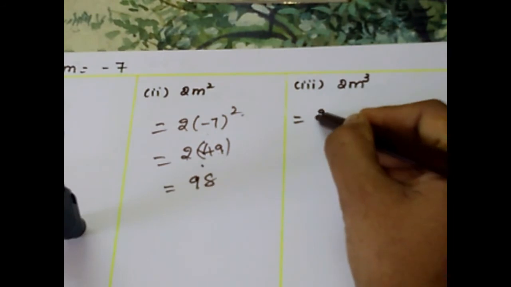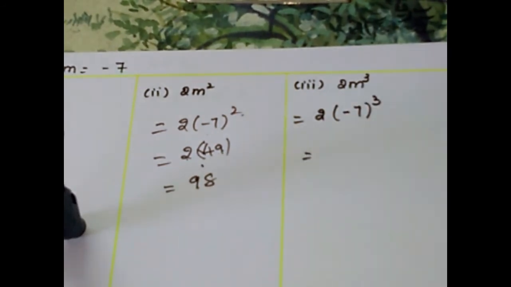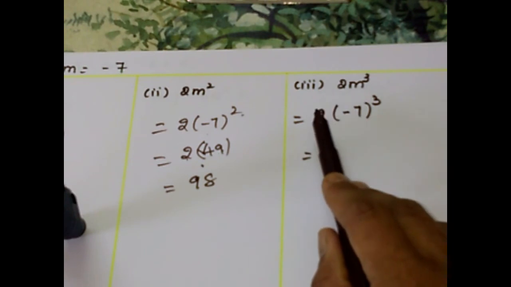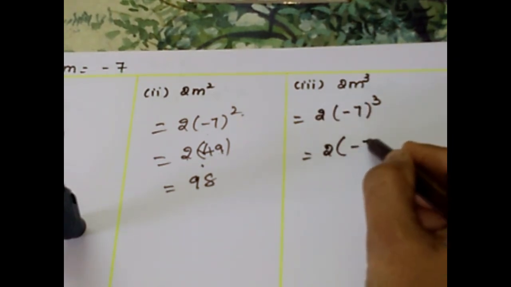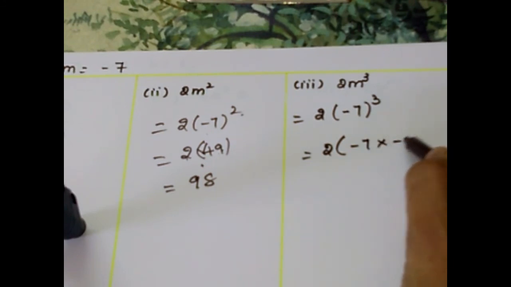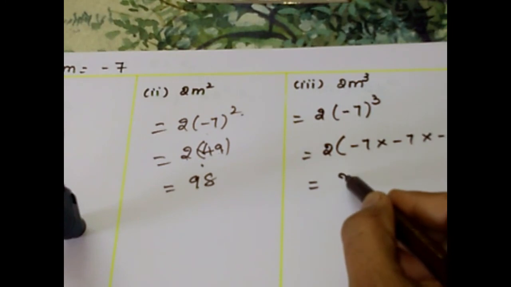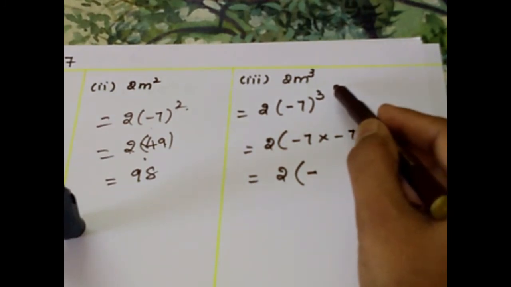Again I am repeating so that you will remember. So minus 7 whole cubed. What should we do here? First calculate minus 7 whole cubed, then multiply it with 2. Don't forget that. Minus 7 into minus 7 into minus 7. Definitely my solution will carry the minus sign. Why? Because the power is odd.